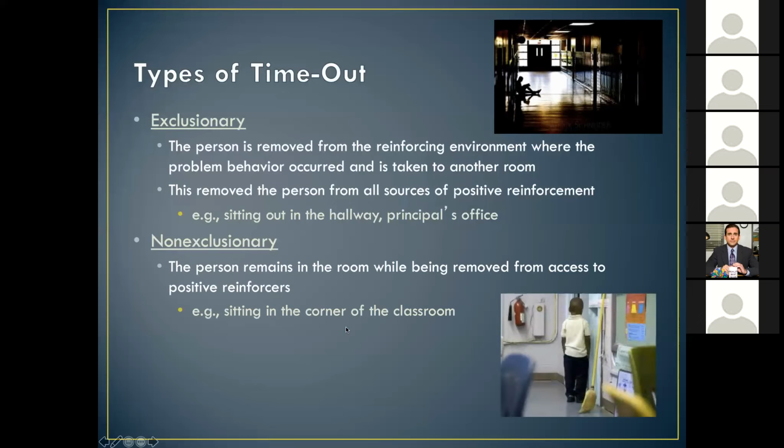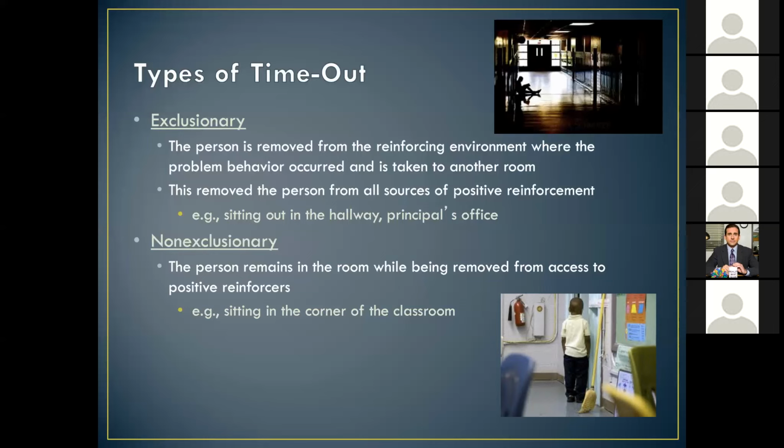So let's think about it. So give a second here. So Ruth said, put a kid in the corner. So let's define non-exclusionary first. So in non-exclusionary, the person remains in the room while being removed from access to the positive reinforcer. So in this case, Ruth's example is non-exclusionary because maybe the kid is playing a video game, curses, and then the parents say, you have to go in the corner, but the kid can still see the video game console, right? So the kid's still there.